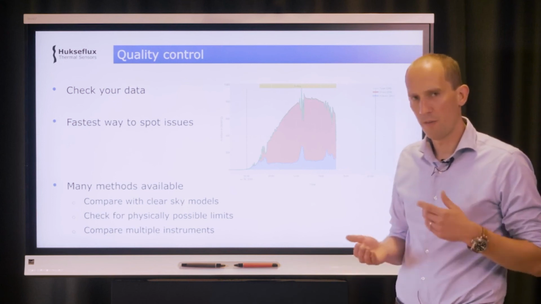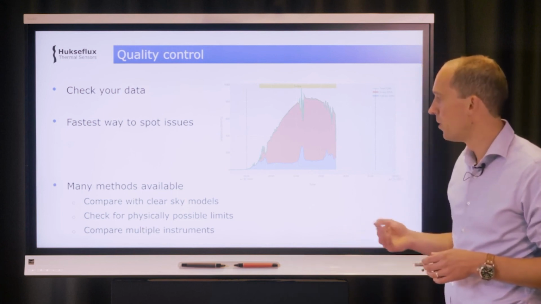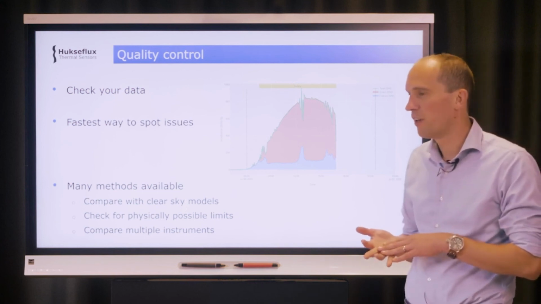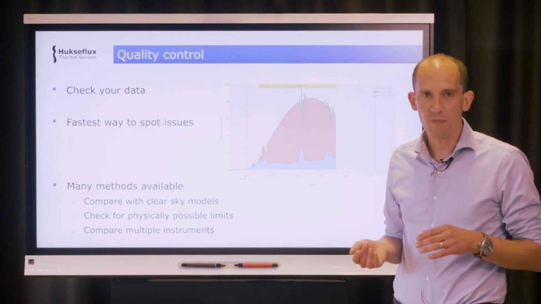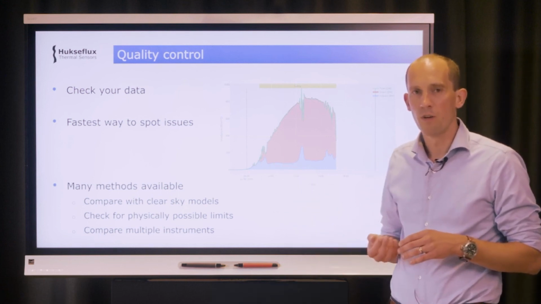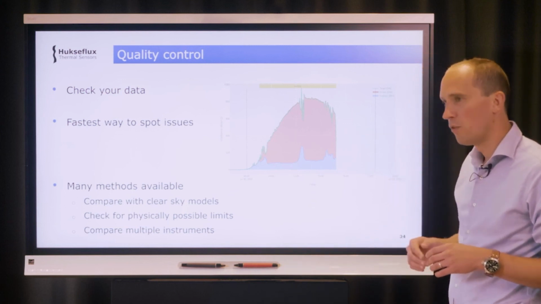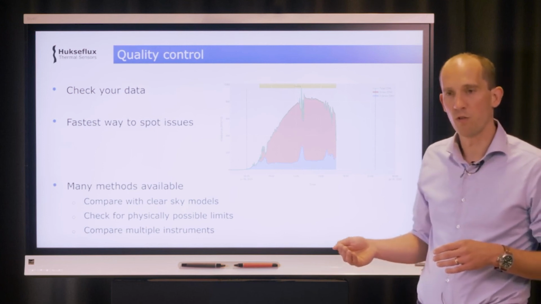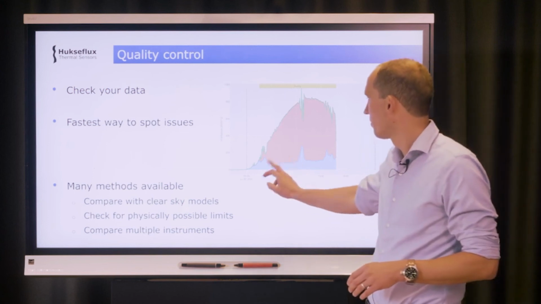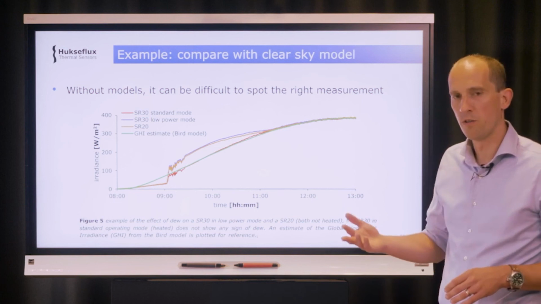There are several methods available out there, different concepts. A few basic ones: you compare it with model data. You check with physically possible limits, right, if you have a very strong negative signal, or if it's higher than what's coming in from the atmosphere. And if you have multiple instruments, it's also very strong to compare the measurements of multiple instruments. I'll show you 2 examples of how quality control can help you.